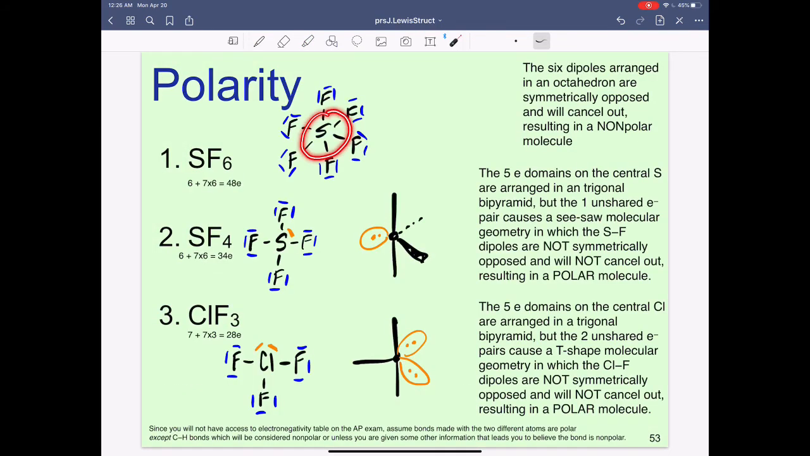6 electron domains, resulting in 6 dipoles in an octahedron, that will be symmetrically opposed, resulting in a nonpolar molecule.